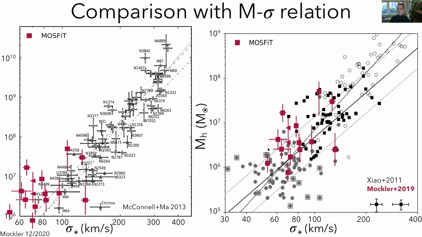Finally, I'm going to compare with the actual M-sigma relation to make sure that our estimates are accurate. So we have the McConnell and Ma relation on the left, but on the right, we have the relation from Xiao et al. 2011, which actually includes measurements from AGN to get to much lower masses than you can get to with dynamical measurements. So it's better for comparing with TDEs. And we find that they seem to be quite consistent, which is really great.